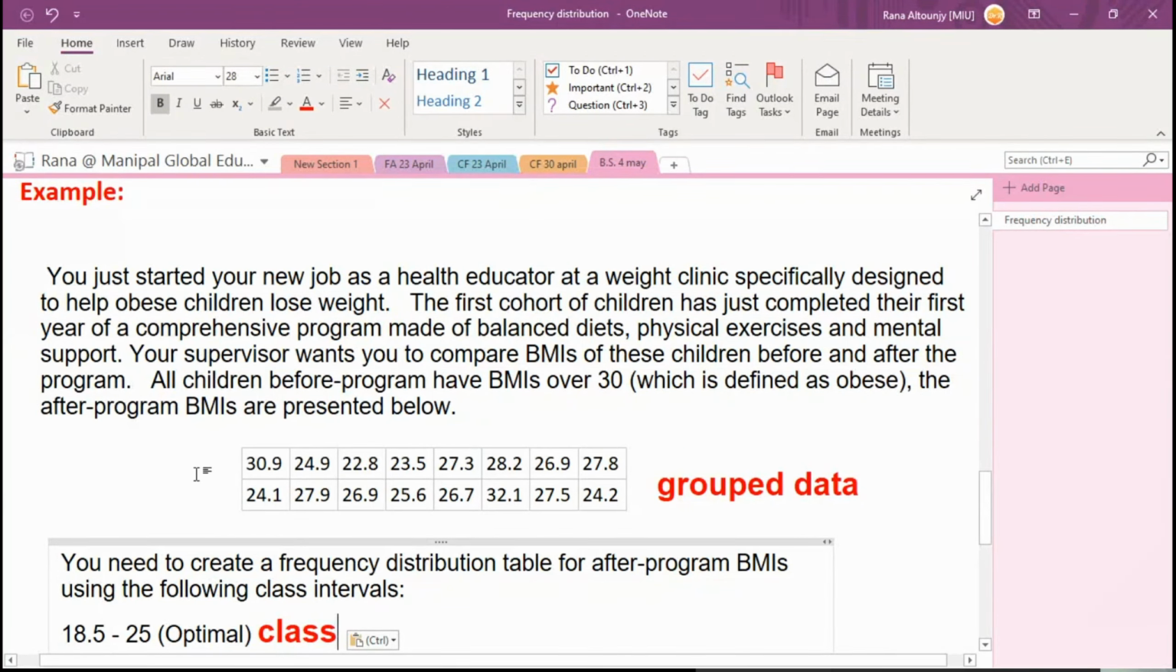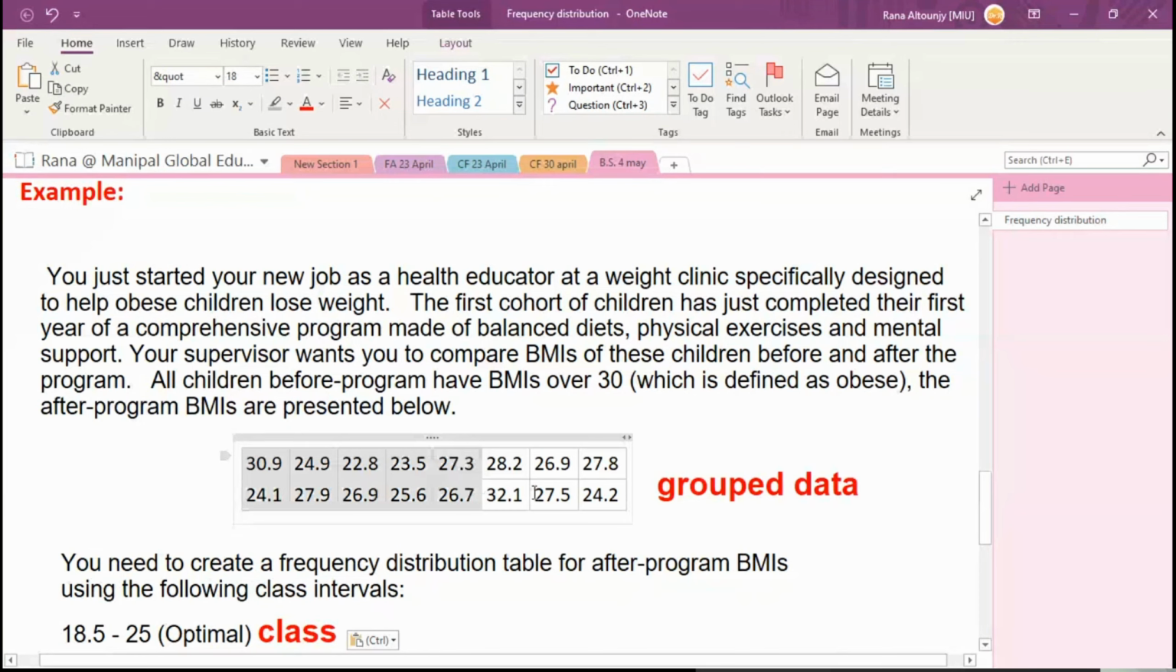So, what is the meaning of that? Now you join your job, and this group of people were under some diet. Before that diet, all of them had a BMI of more than 30. Now we count their BMI and we get these results. So we have here 16 students, okay?